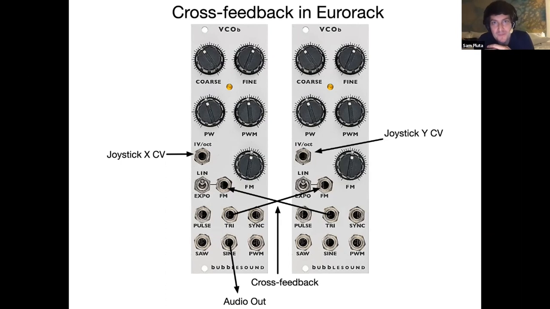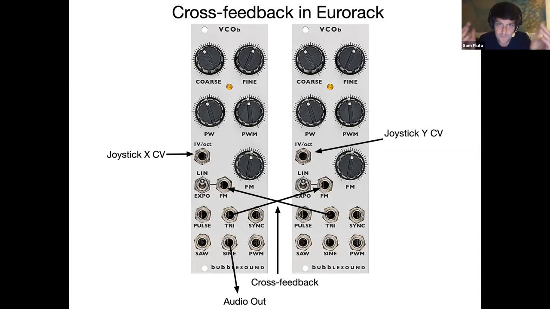So what I'm going to talk about here is one of the instruments that I'm playing with the joystick and the XY controller. The synthesis technique that I'm using in this is called cross feedback synthesis.